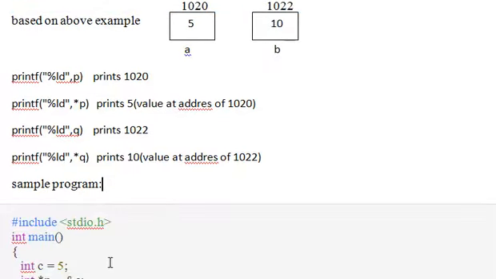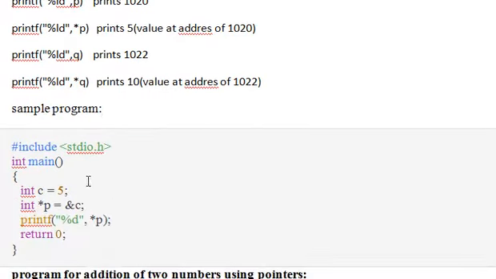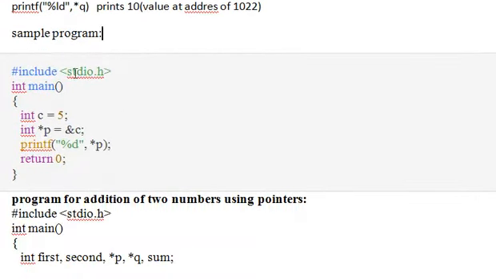Okay. Next, I am giving a sample program. #include <stdio.h> header file. Next, int main. int c = 5. So c is a normal variable, integer data type, and we are assigning the value 5. Next, int *p. Here p is the pointer variable. For this pointer variable p, we are assigning some address. That address is the address of c.